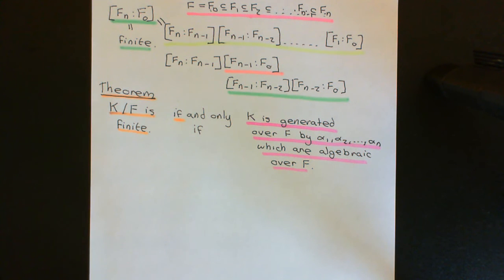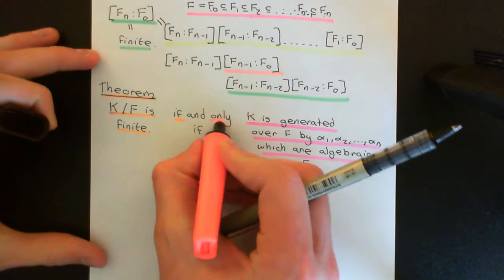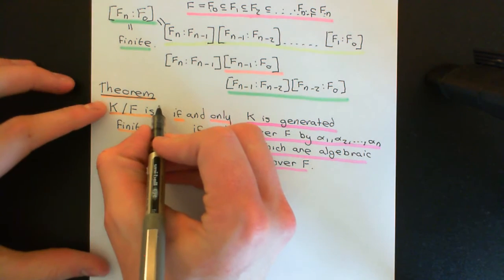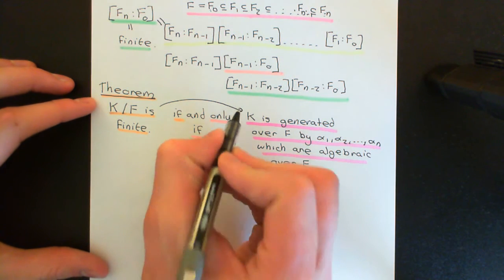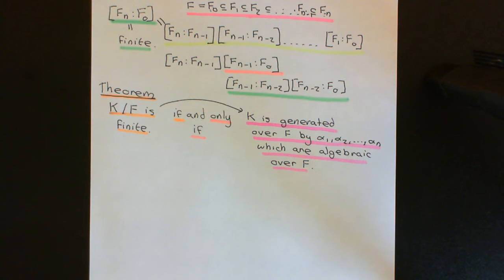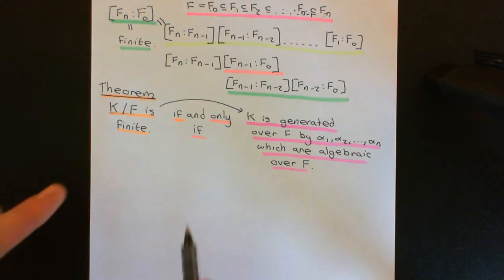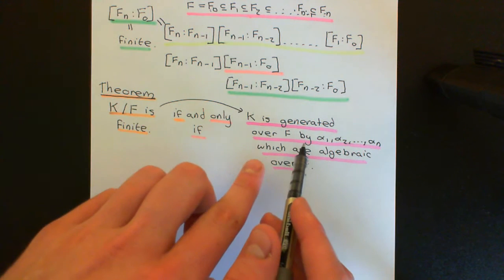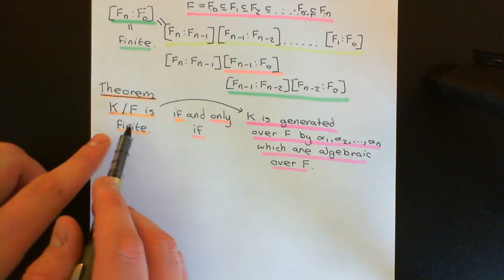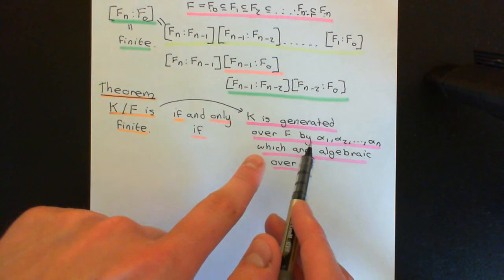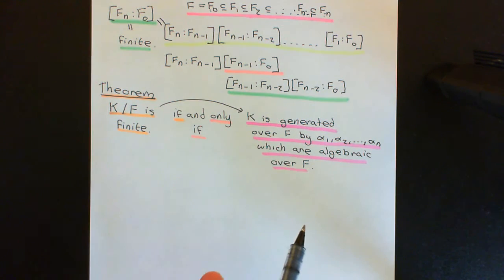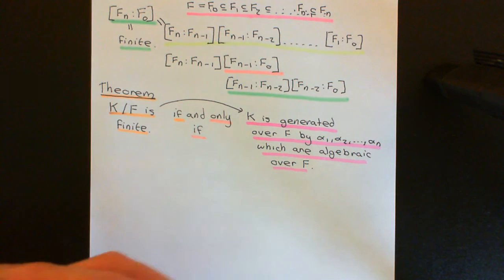Now what we want to do is take on the only if. In order to show the only if, what we actually need to show is that if K over F is finite, then it implies that K is generated by a finite number of elements which are algebraic over F. That's what we need to show, because if we show that this implies this, then the only way this can be true is if this is true. Because if this wasn't true, then this couldn't be true, because if it was true, it would imply that this was true, which is a contradiction. So this arrow is the equivalent thing to proving the only if here.